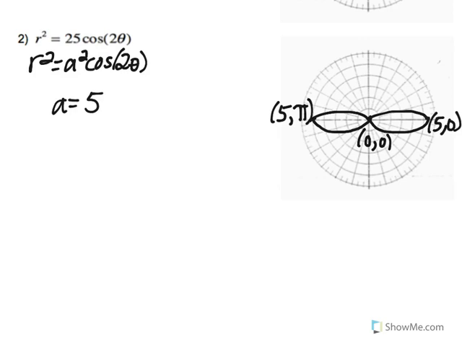And there are multiple ways to label these points. And that's the lemniscate. Should be fairly easy as long as you're able to distinguish between the cosine and the sine graph.